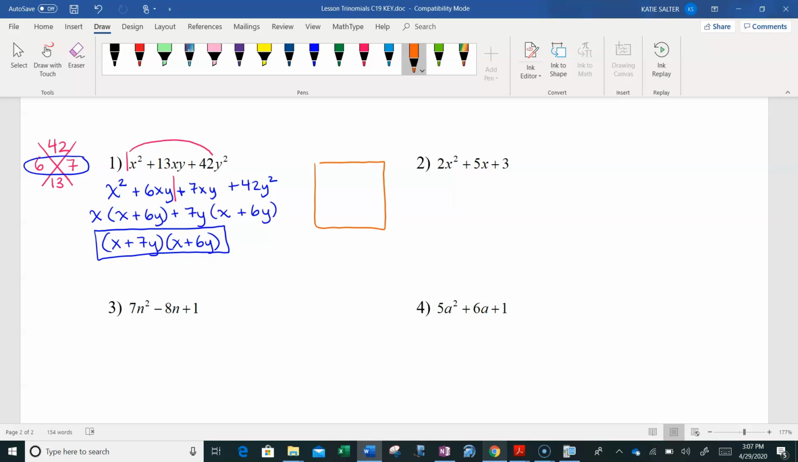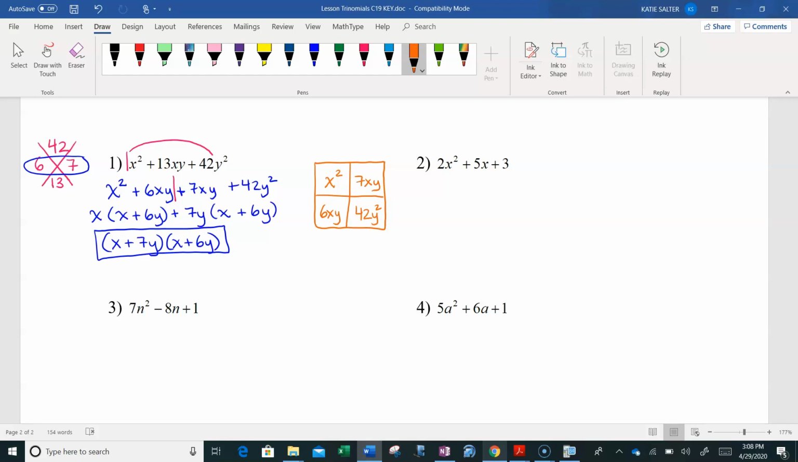In the top left corner, you would have put the first term of your trinomial. So we would have put this 1x squared right here. In the bottom right corner, you will put the last term of your trinomial, the 42y squared. And then this 13xy, once you get these numbers 6 and 7, you would put those in these diagonal corners and they should add to 13xy. So I could put 6xy here and I could put 7xy here, or vice versa.